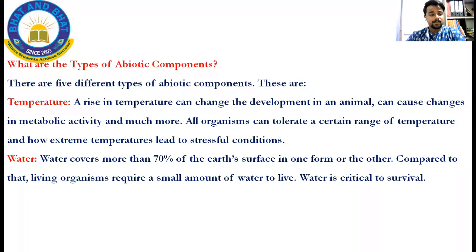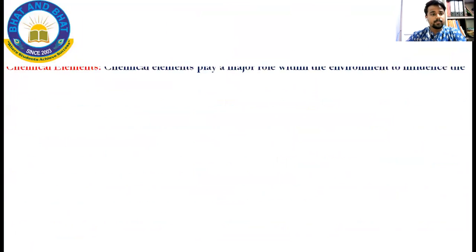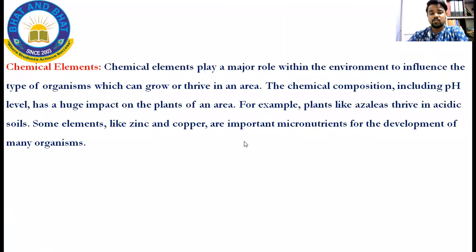Next, it is the water, and then it is the atmosphere. Atmosphere has chemical elements. It has oxygen, carbon dioxide, nitrogen, that has to be taken up by the plant as well. Next, it is chemical elements. They play a major role within the environment to influence the type of organisms which grow in an area. Say for example, plants like azaleas thrive in acidic soil. Some elements like zinc and copper are important micronutrients for the development of many organisms.